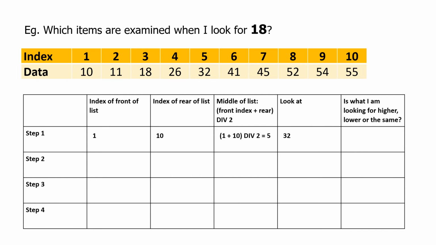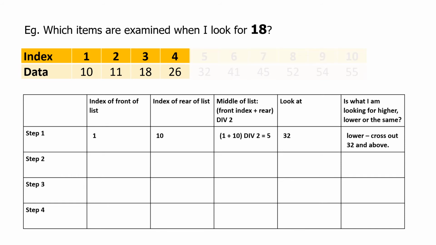So now we ask the question, is what I'm looking for higher or lower or the same? So we're looking at 32, we're looking for number 18. Is that higher or lower? It's lower. So we're going to cross out everything that's at 32 and above. Now I'm just going to shade those out. Okay, so now our list looks a lot shorter.